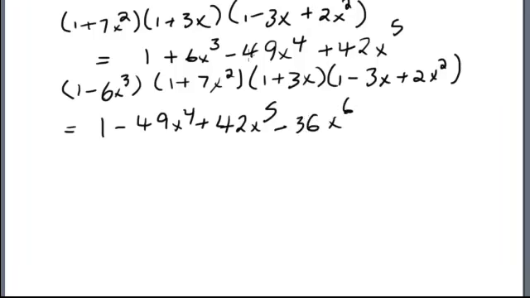Then we got 6 times 49, and I don't know what that is. 6 times 49 equals 294, and that's a negative 6 times a negative 49, so that's a positive 294, and it's x to the 4th times x cubed, so it's x to the 7th. And now we got 42 times 6. 6 times 42 is 252, and that's positive 42, negative 6, so we got a negative 252x to the 8th.